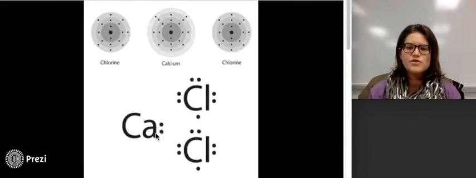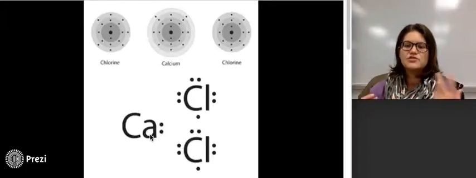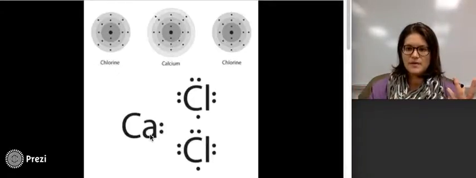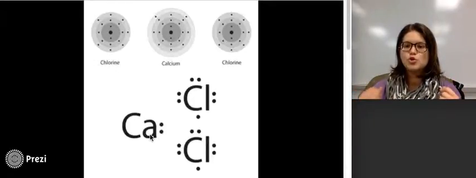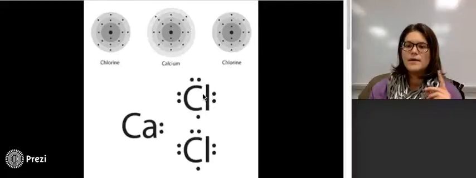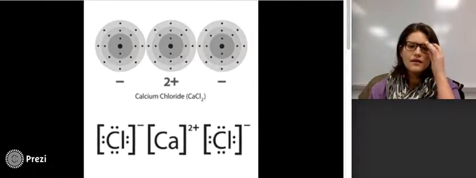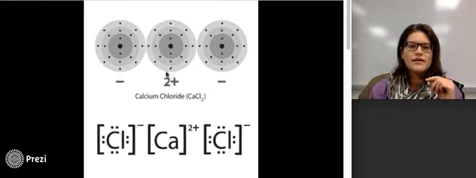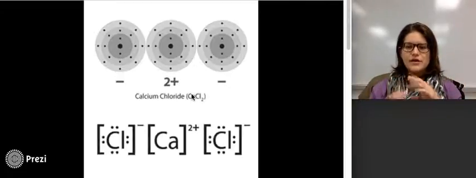So because it's losing 2 electrons, it's going to have 2 protons that don't have an electron to balance it. So it's going to have a 2+ charge. Each of these chlorines gaining an extra electron, they'll each have a 1- charge, 1- and 1-. So you end up with 1 calcium being 2+ and 2 chlorines being 1-. So you need 1 calcium and 2 chlorines to equal out to a total charge of 0 and to be neutral.